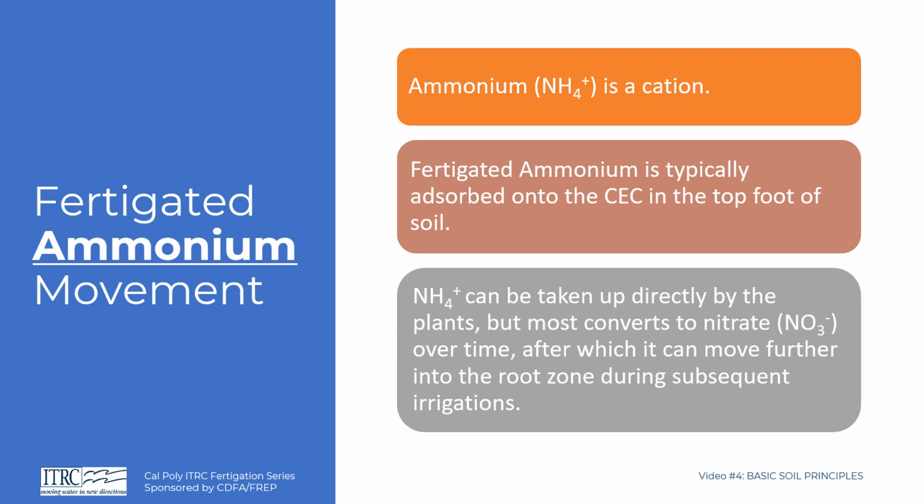But most of the ammonium that we apply as fertilizer eventually converts to nitrate over time. And just because it's nitrate doesn't mean it's moving in the soil water. There has to be soil water moving in order for the nitrate to move. So it'll be remaining at the same location where the conversion took place. But when you irrigate the next time, some of that nitrate will be carried along with irrigation water that's moving down to the root zone.